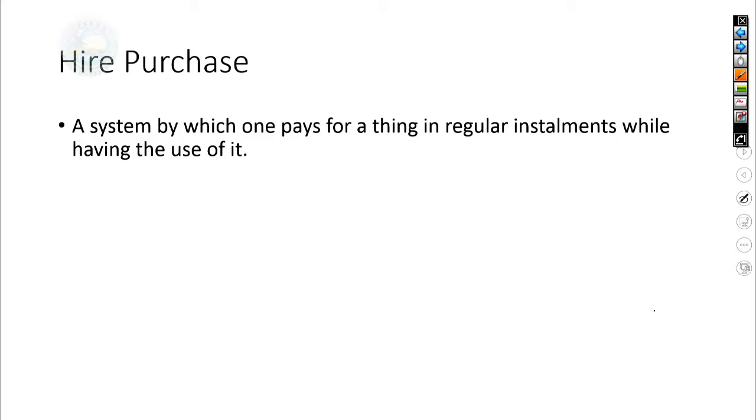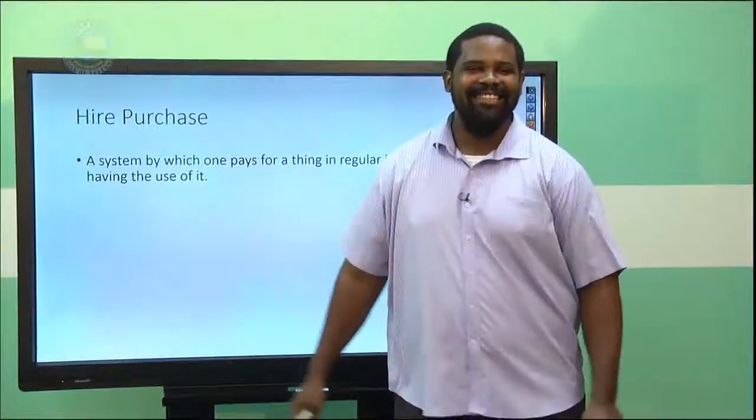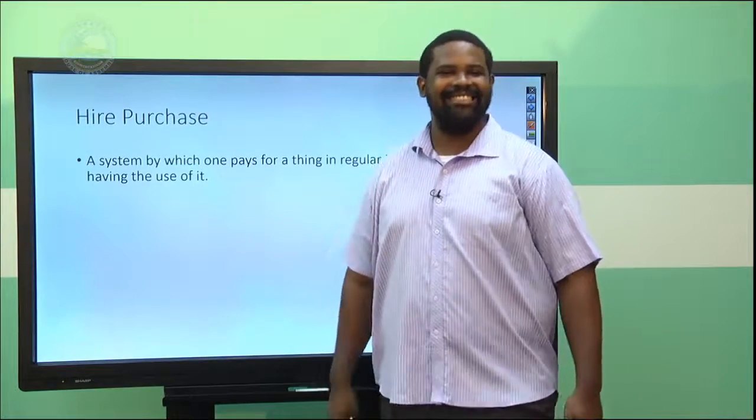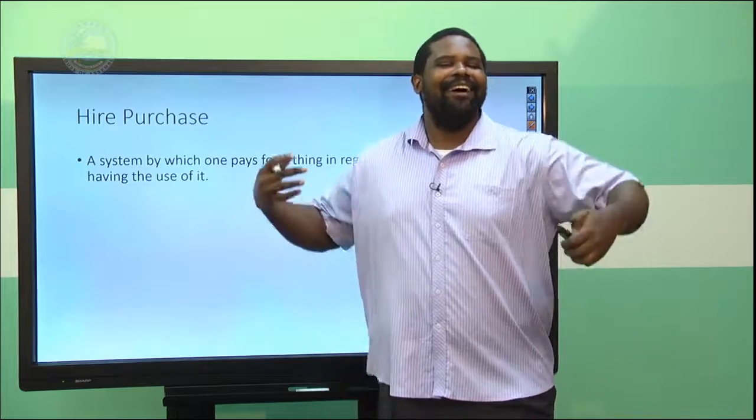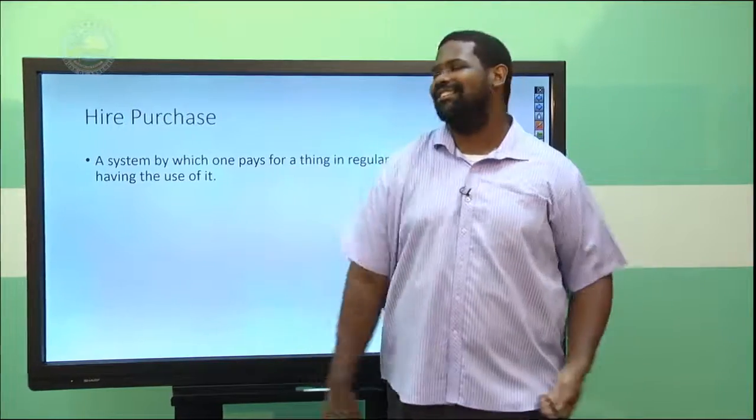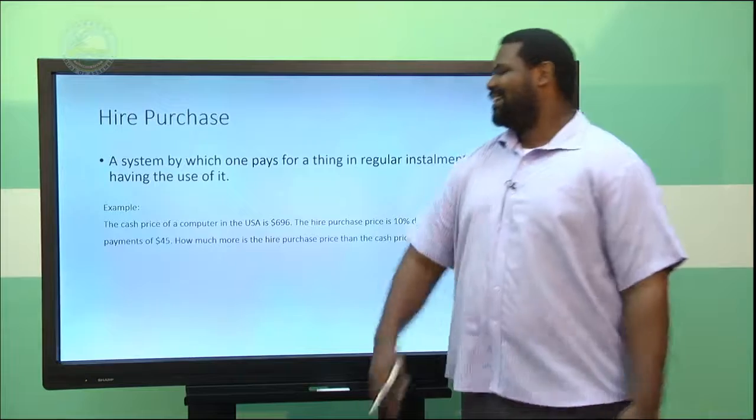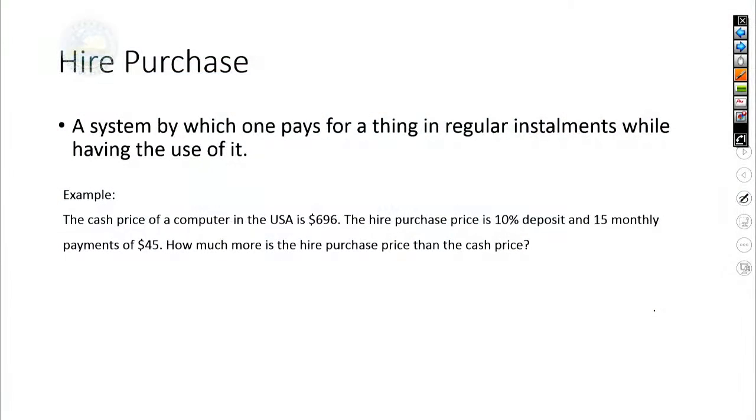So you want a laptop, you want a phone, you want a big couch, you want a flat screen TV, you want a fridge, you want this, you want that. Nothing down, no payments for however long, just pay $2 a week for 36 months. It does sound so nice. But how worth it is it? Let's take an example and see. So the cash price of a computer in the United States is $696, right?